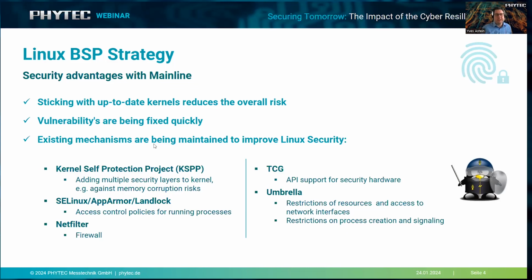And existing mechanisms are already there to improve the security of Linux. So Linux has many tools, as you can see down here, for example, firewalls or access control or adding multiple security layers to the kernel, but also APIs to support security hardware and to restrict resources and access through networks and so on. So there's a lot of tools that are being developed within the community to continuously help improve the security of Linux.